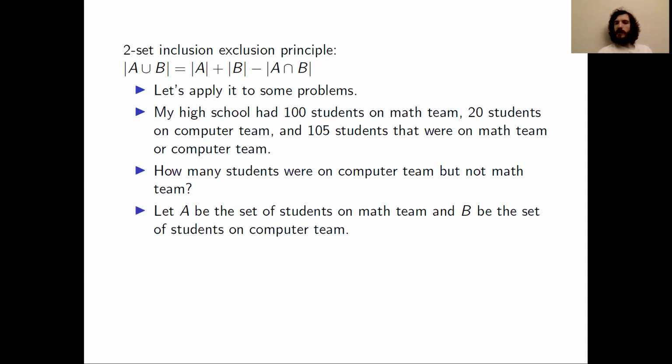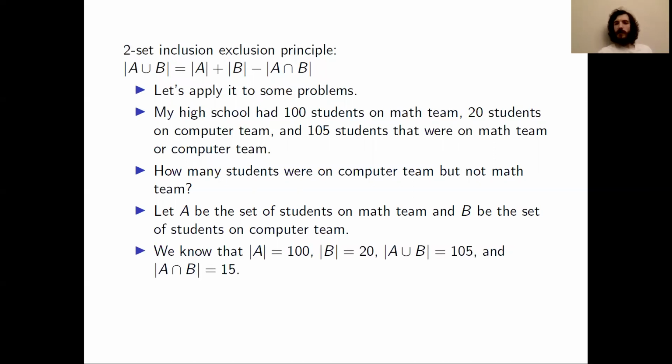So again, we'll let A be the students on math team, and B will be the students on computer team. What is this problem asking for? Well, it's asking for B minus A, specifically the cardinality of that. So we can look at the information that we have from the problem again. We know that the cardinality of A is 100, the cardinality of B is 20, the cardinality of A union B is 105. And on the last slide, we saw that the cardinality of A intersect B is 15.